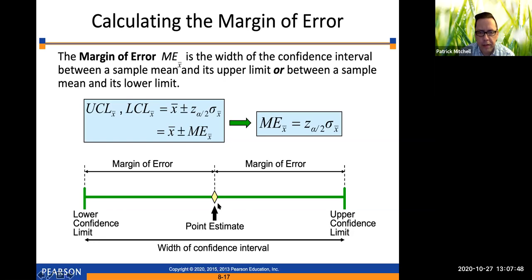Here's a picture of what that looks like. Here's your point estimate, in this case, x bar. When you add the margin of error, you get your upper confidence limit. And when you subtract the margin of error, you get your lower confidence limit. And of course, the distance from the lower to the upper confidence limit is the entire width of the interval.